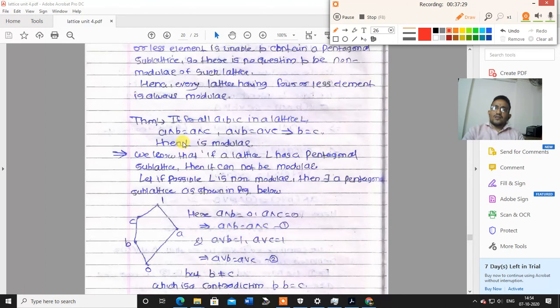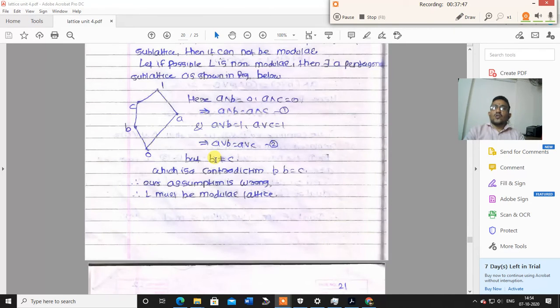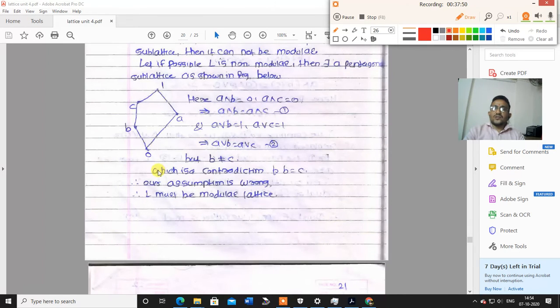Here we say that this condition is satisfied from equations 1 and 2. If this condition is satisfied, then we can show B is equal to C. But if we clearly observe, here B is not equal to C, which is a contradiction to B equal to C. Therefore our assumption is wrong. What is the assumption here? We assumed that L is a non-modular lattice. Therefore this assumption is wrong, and we can say that L must be a modular lattice.